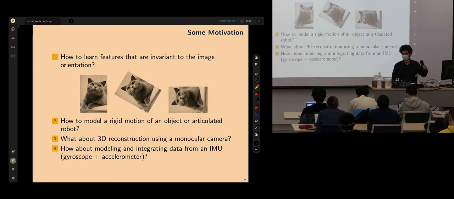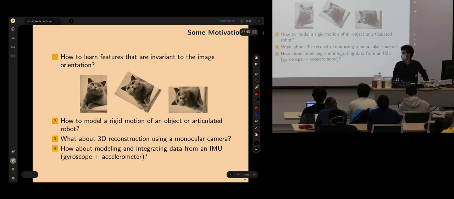Every phone we buy, every laptop, maybe not laptop yet, every tablet, every robot comes with an IMU. An IMU refers to inertial measurement unit. It's a sensor that combines a gyroscope and an accelerometer. Usually it also comes with a magnetometer. But the minimal setup is having a gyroscope and an accelerometer.